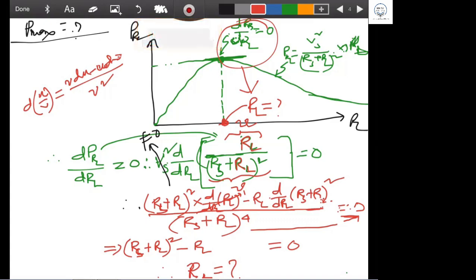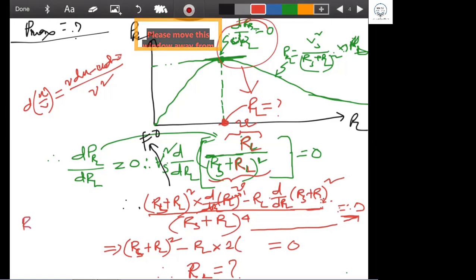Could you find it, anyone? Or you don't know how to do the derivative here? Sir, RL equal to 1 by RS square. No. Anyone? I got two equations: RS equals RL and RS equals minus RL. Okay.